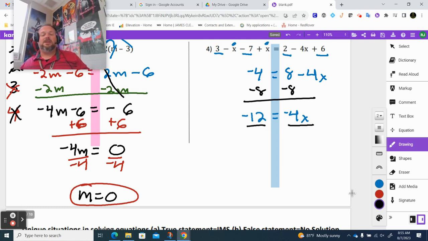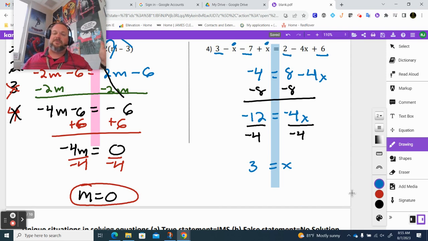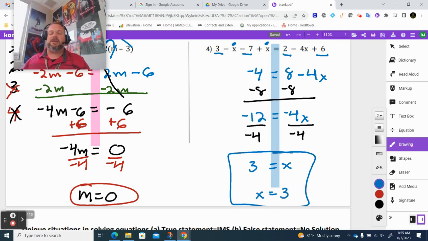So, how do we get rid of this -4? Divide. All right, so we're going to get 3 equals x. If you move the 4x over, you are still going to get that. Either way, it's the same thing. Okay.